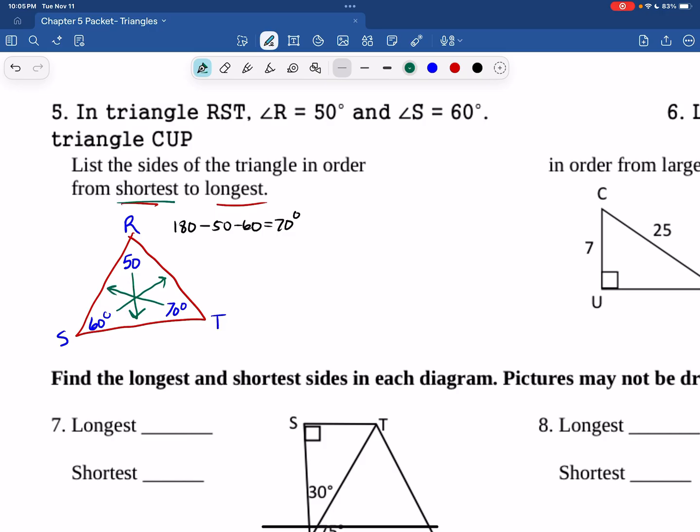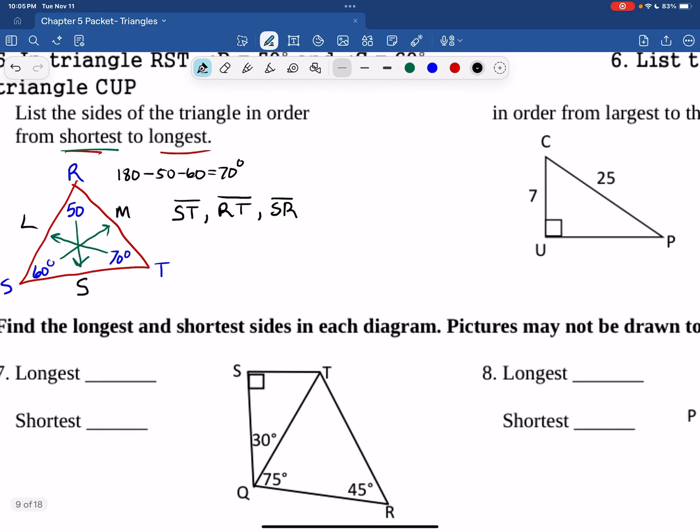So the shortest side is opposite the smallest angle, which is 50. So the shortest side is right here. So first up is ST. Then the medium side would be opposite the 60-degree angle. So that would be RT or TR. And then the longest side will be opposite the largest angle. And so that's going to be SR.